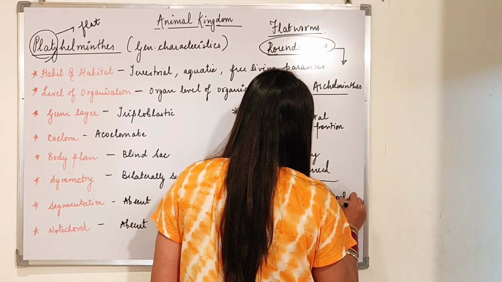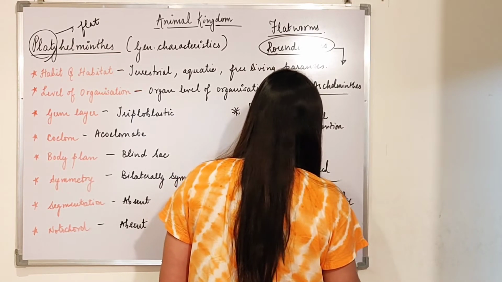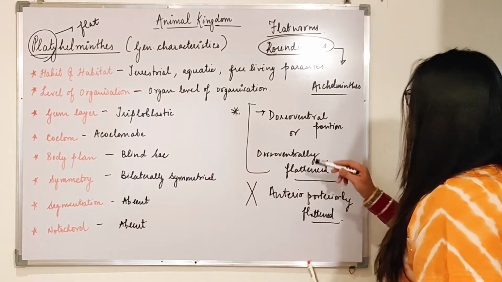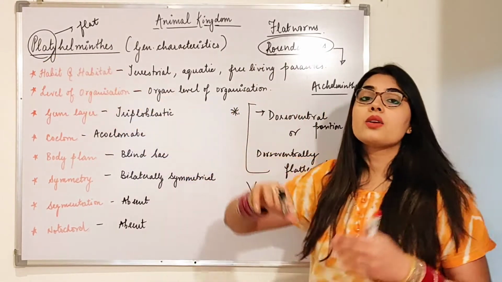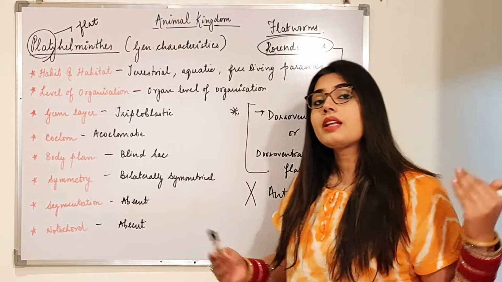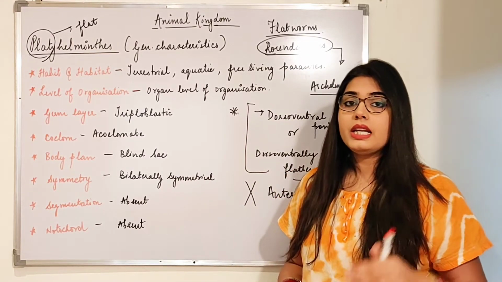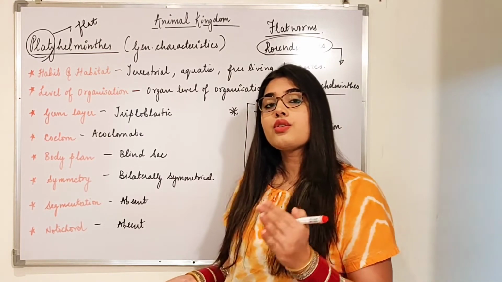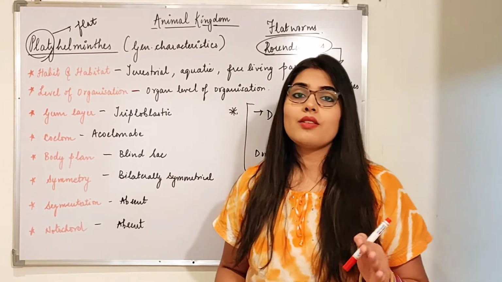Anterior-posteriorly flattened. Very, very important point to note down here, beta. They are dorso-ventrally flattened. I said to you that platyhelminths are known as what? They are known as flat worms, right? But they are flat from which area, beta? Anteriorly, posteriorly, dorsally or ventrally? You will say that they are dorso-ventrally flattened. They are not anterior-posteriorly flattened.